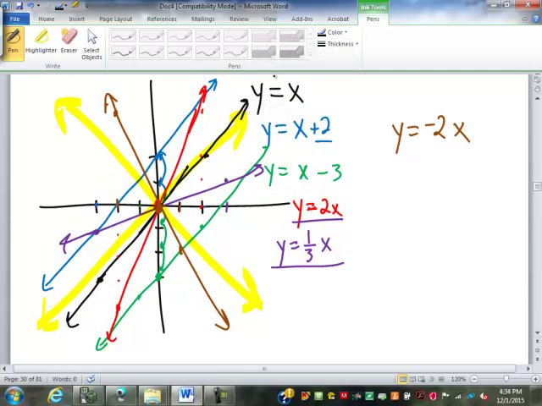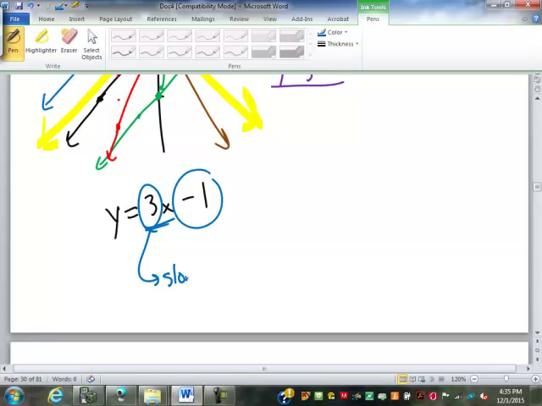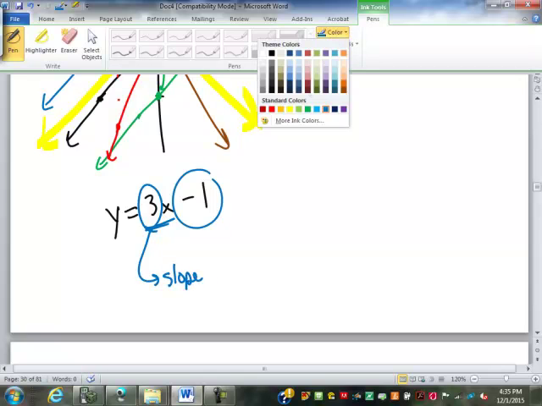So there's really only 2 things that can happen to a line. All lines start out at the center, the origin here. But this number here, what's added or subtracted, moves it up or down. That -1 means it moves down 1. The number that multiplies the x makes it steeper or shallower, or makes it go down instead of going up. That number that multiplies the x is called the slope. And we're going to discuss that a little bit more in just a few minutes.